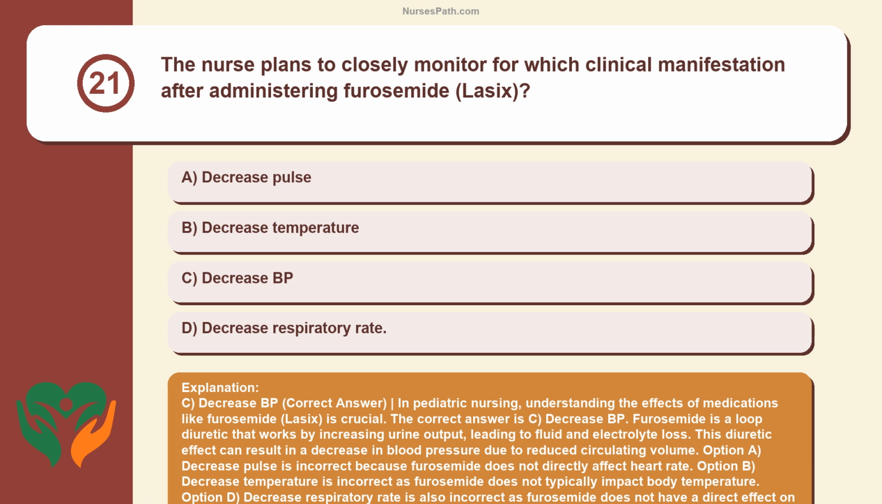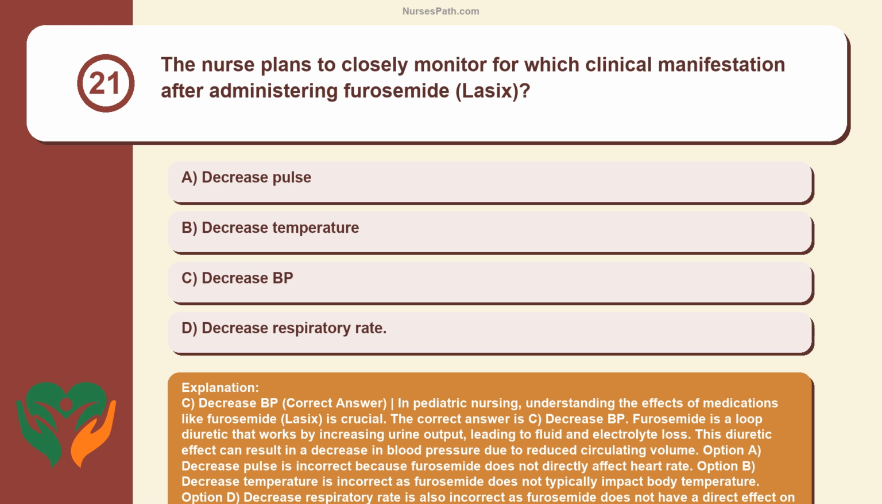Decreased BP. Furosemide is a loop diuretic that works by increasing urine output, leading to fluid and electrolyte loss. This diuretic effect can result in a decrease in blood pressure due to reduced circulating volume. Option A, decreased pulse, is incorrect because furosemide does not directly affect heart rate. Option B, decreased temperature, is incorrect as furosemide does not typically impact body temperature. Option D, decreased respiratory rate, is also incorrect as furosemide does not have a direct effect on respiratory function.